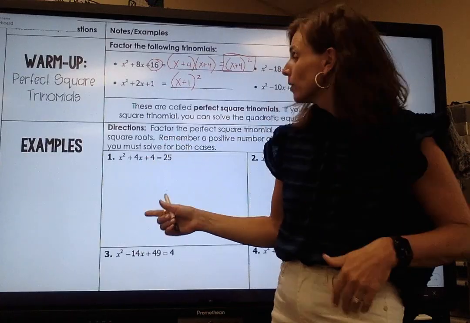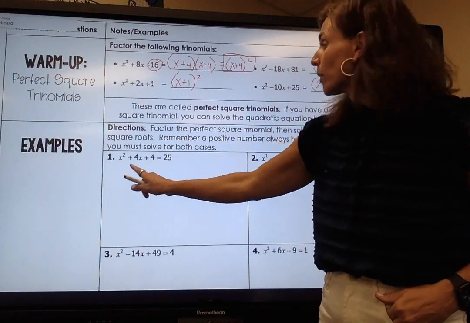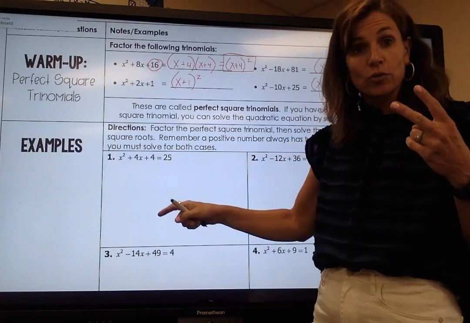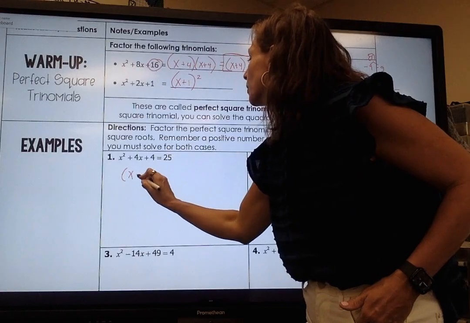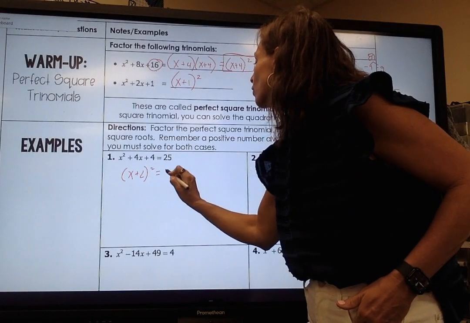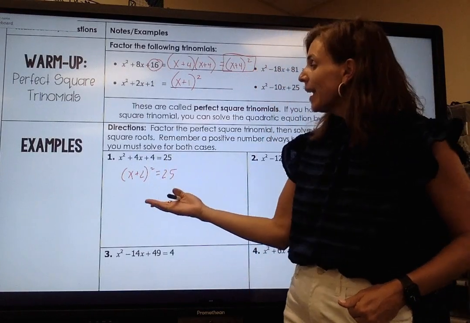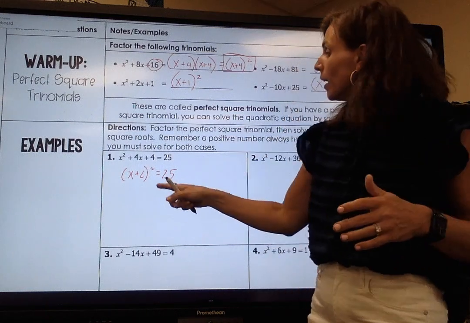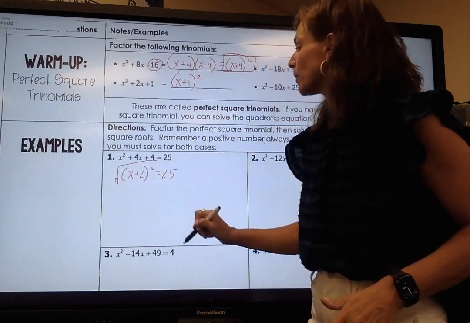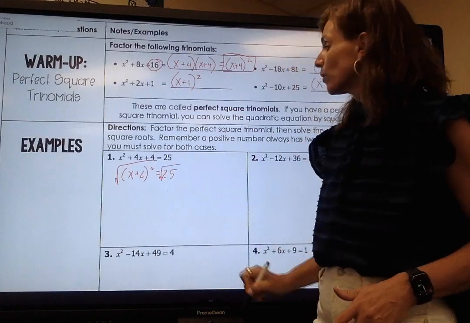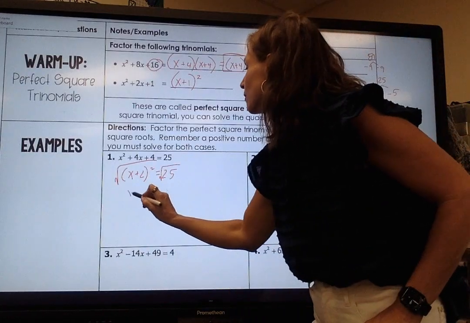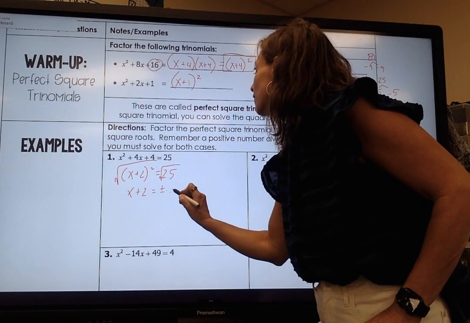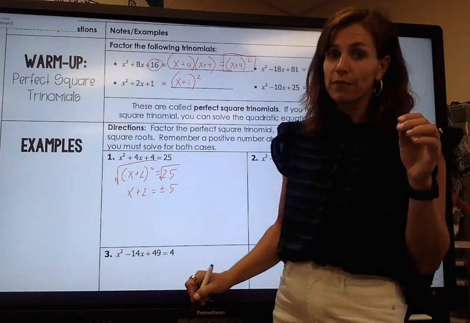So watch what I do. I factor it using perfect squares. So two numbers that multiply together give me 4, add together to give me 4. Those numbers are 2 and 2. So I get x plus 2 squared equals 25. Now I can do what I did in the last lesson, which is take the square root. I can take the square root of x plus 2 squared, and I can take the square root of 25. And that gives me x plus 2 equals plus or minus 5. Okay, because it's a positive 5 and a negative 5.